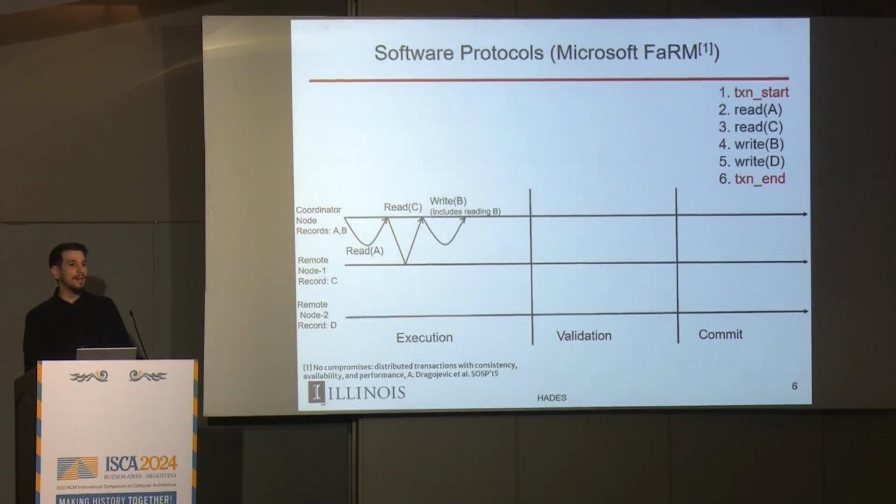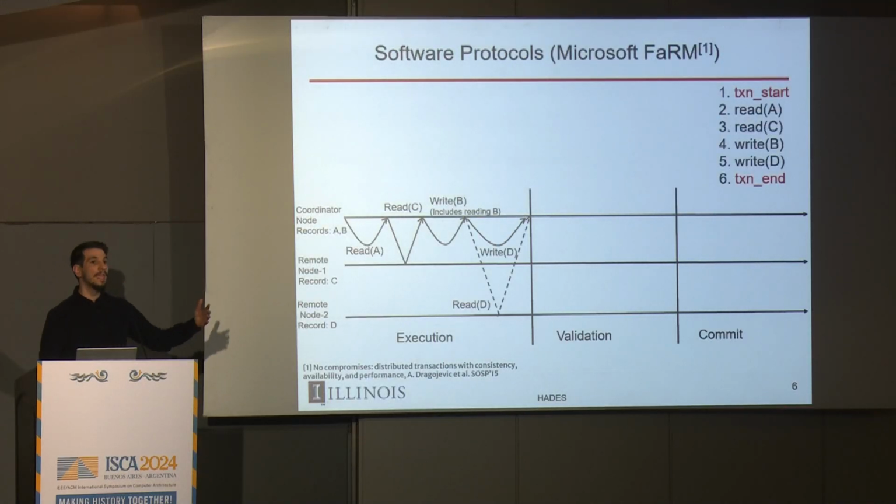For writes, if they are local, they can just fetch the record from local memory and store it in a software-defined data structure that we call the write set, alongside some metadata until the transaction commit time. And for remote writes, we still have to fetch the record from the remote node and store it in the write set until the commit.